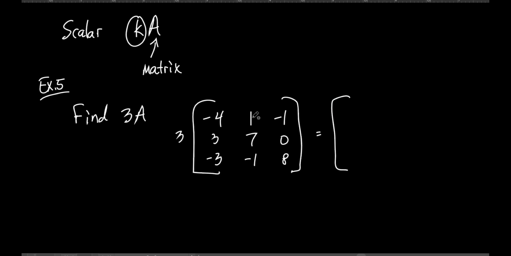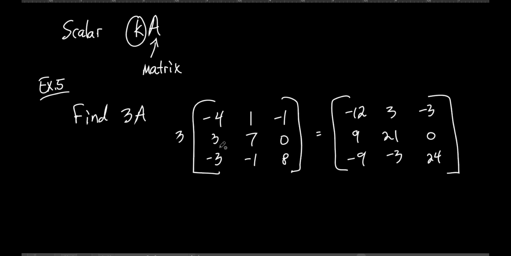But what are we doing to every element inside this matrix? Just multiplying everything by 3. So that's all it is. So that's kind of almost a waste of time, but we'll do it anyway. So that's 3, negative 3. This is what? 9. That's 21. That's 0. That's negative 9. That's negative 3. And that's 24. There we go. We multiplied by a scalar. Very easy. Now, this is what you came for today, all right?